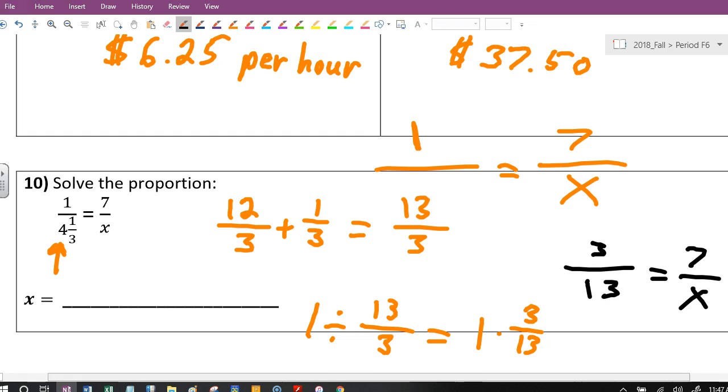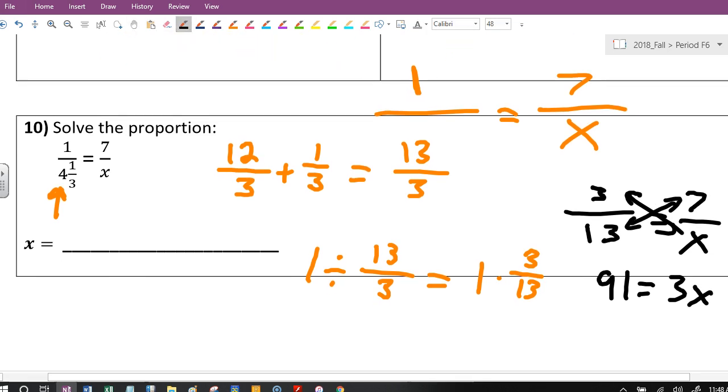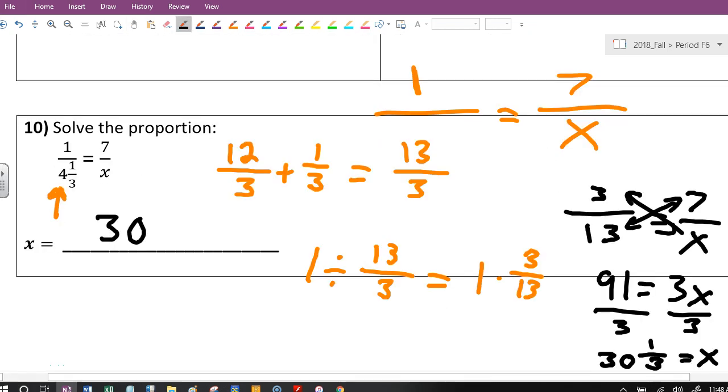Okay, now how would you solve it? I didn't solve it that way. Well, now you don't have an even number to multiply, so we would have to cross multiply. So 7 times 13 is 91, 91 equals 3x. Then we divide by 3 on both sides, and it doesn't come out even. It's 30 and 1/3 equals x. Then you could also check it. That's correct.